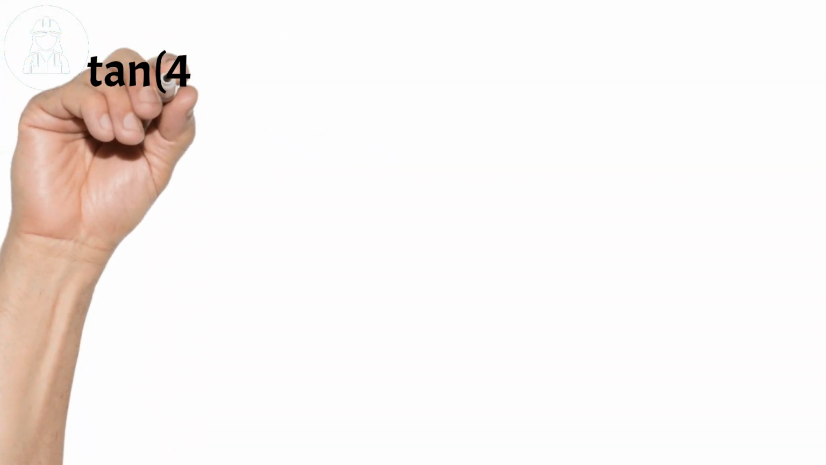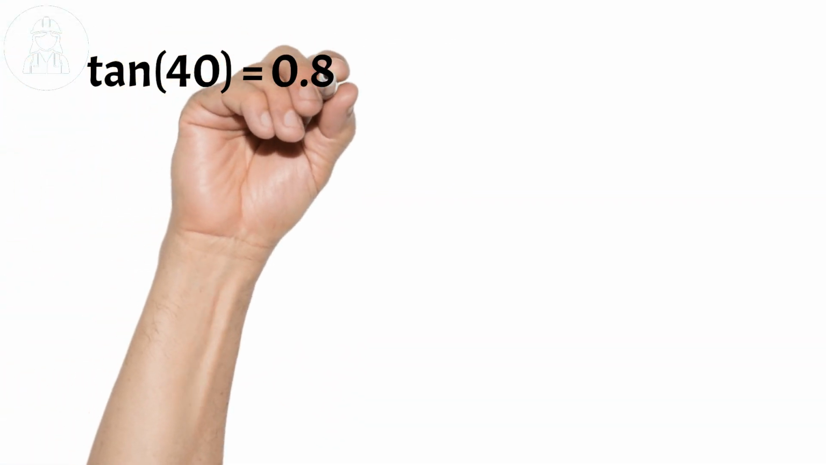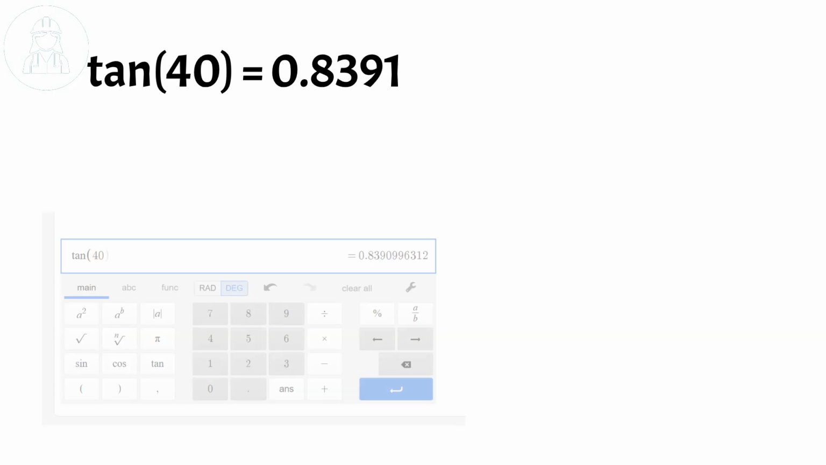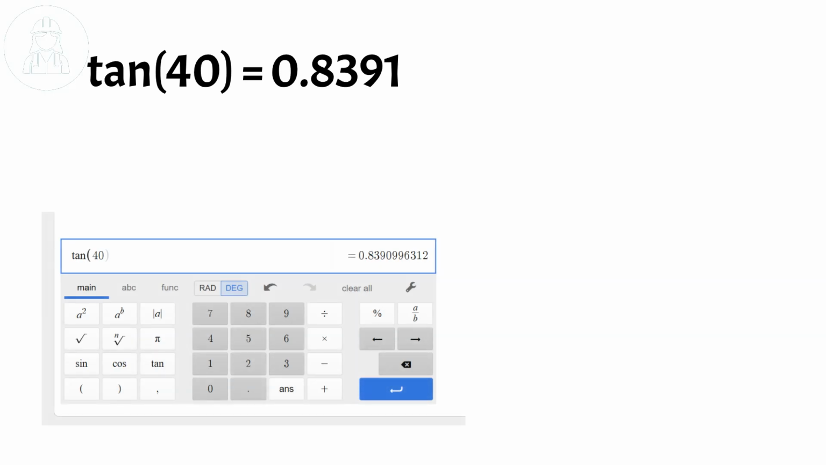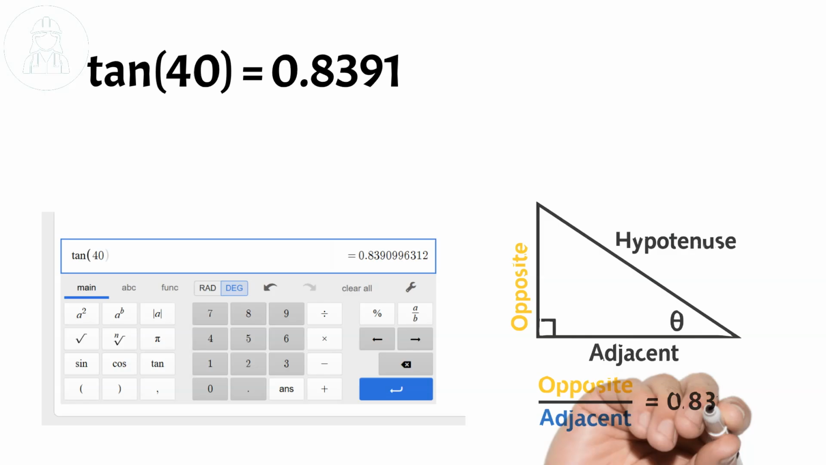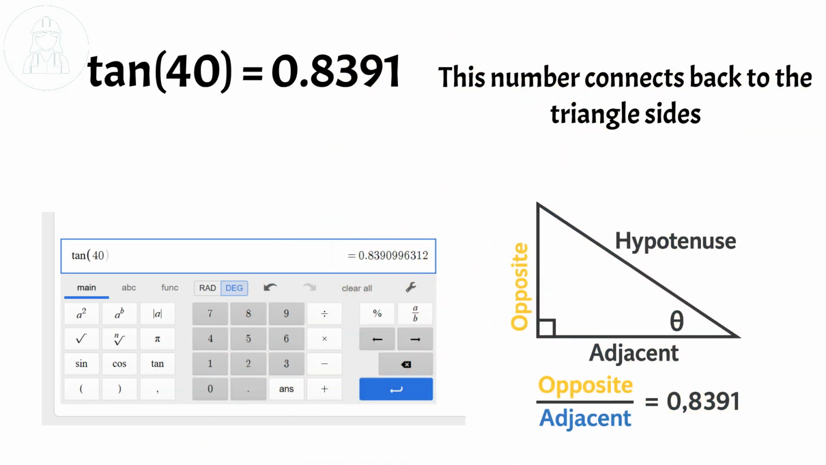Here's a quick demo. Take the angle 40 degrees, press tan, type 40, and hit equals. You'll see about 0.8391. That's the ratio of opposite over adjacent for a 40-degree angle. And don't worry, if you don't have a physical calculator handy, there are free scientific calculators online you can practice with. Just make sure they're set to degrees.